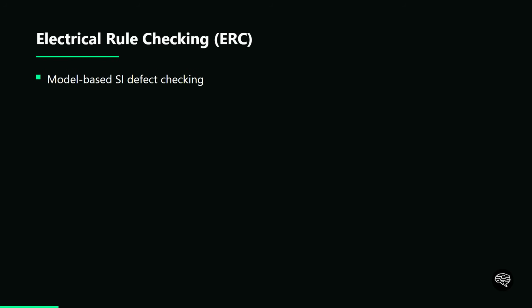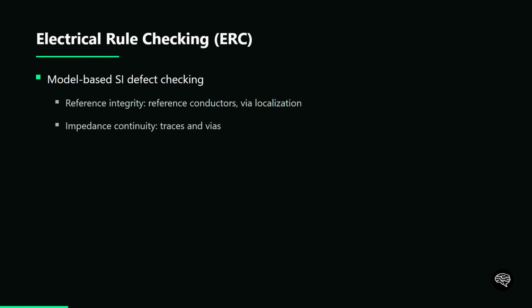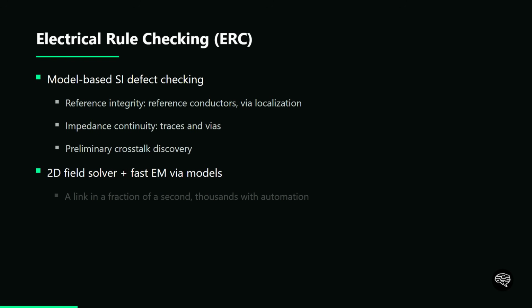ERC is model-based defect checking. It simulates the actual signal link. It verifies reference integrity. Are your reference conductors under control? And are the vias localized? It checks impedance continuity along traces and through vias. And it flags where a crosstalk may come from. Under the hood, a 2D field solver plus fast electromagnetic via models. That means a link checked in a fraction of a second, or thousands of links with automation. And you move to FSI only when every critical issue is resolved.